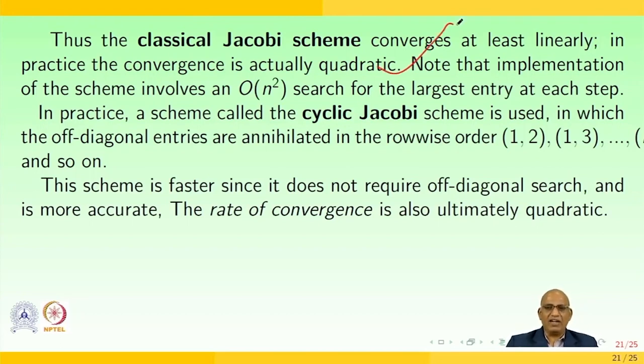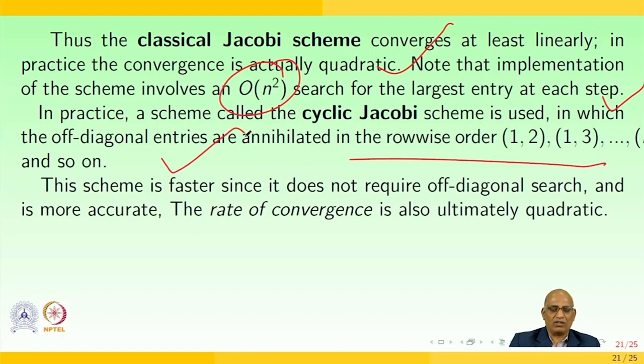Note that implementation of the scheme involves the order of n square operations to search for the largest entry at each step. In practice, a scheme called the cyclic Jacobi scheme is used, in which the off-diagonal entries are annihilated row-wise, that is (1,2), (1,3) like this and so on. This scheme is faster since it does not require an off-diagonal search and is more accurate. The rate of convergence ultimately becomes quadratic.